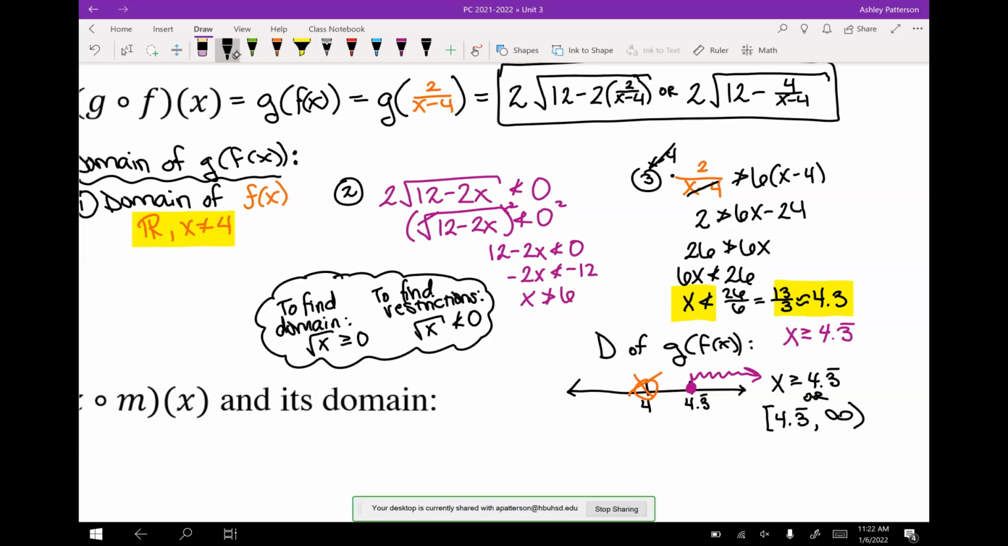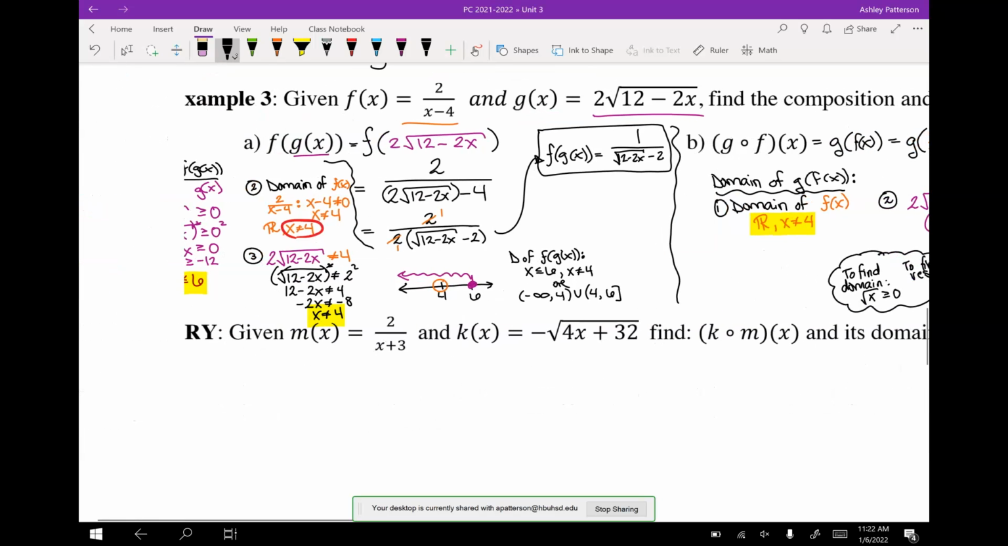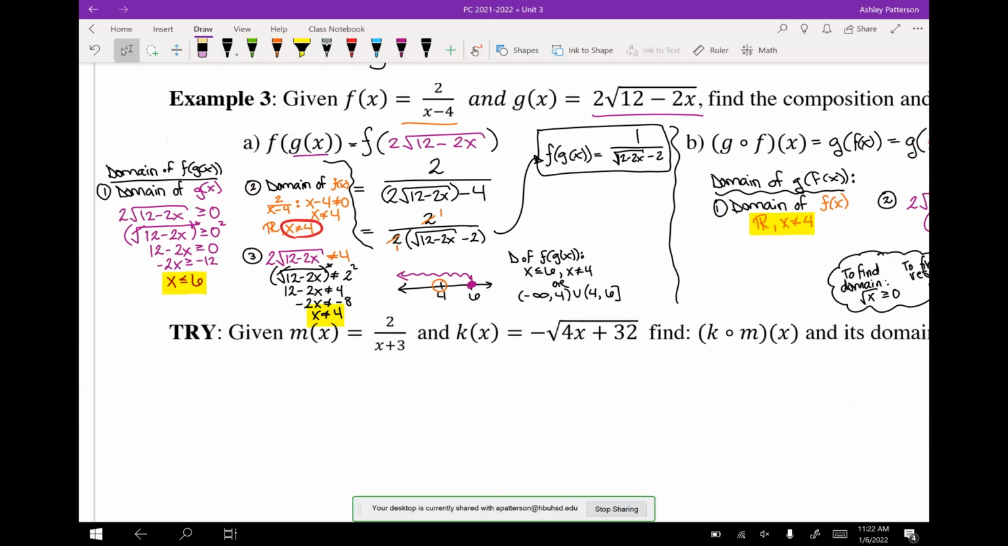All right, I'm going to have you, for the you try, do the composition on your own and then we'll walk through the domain together. Is that okay? Yeah, okay, so go ahead and do the composition.